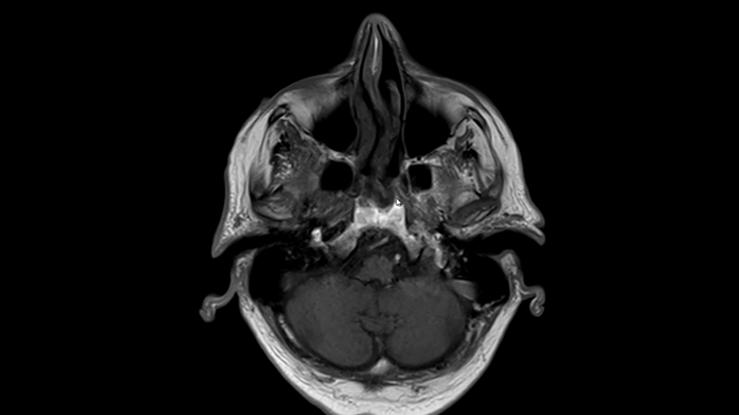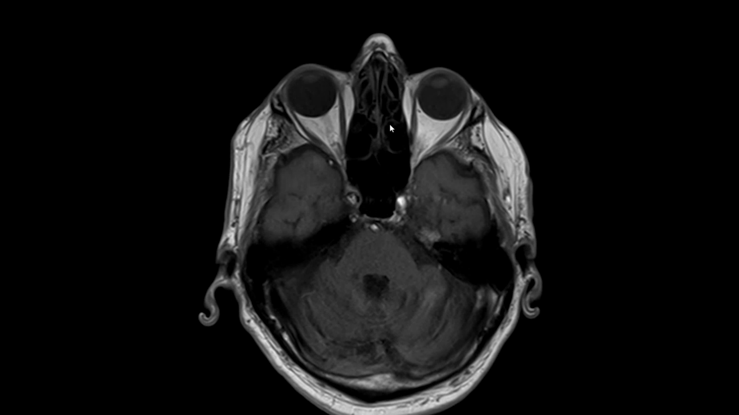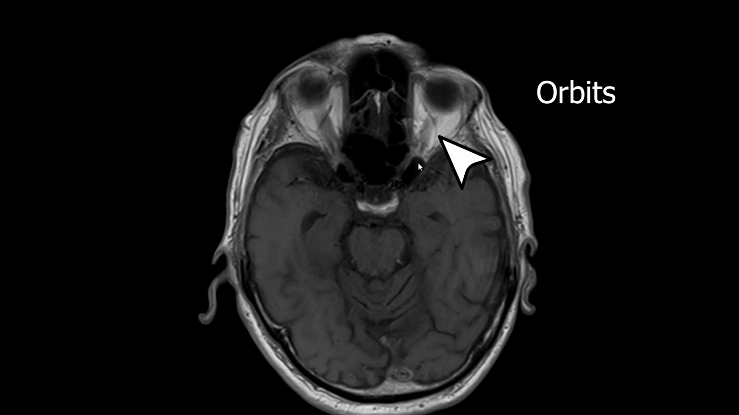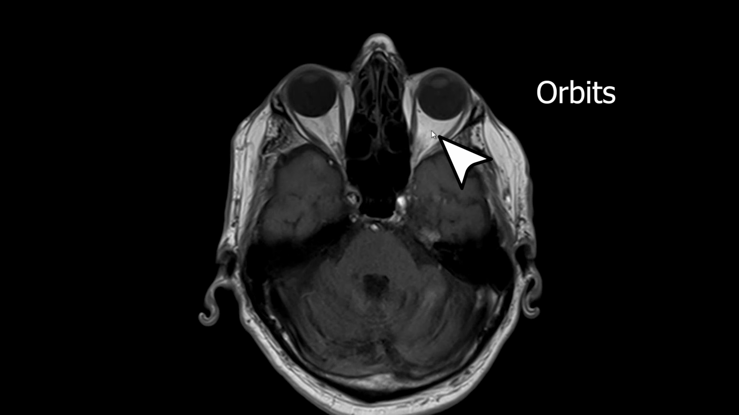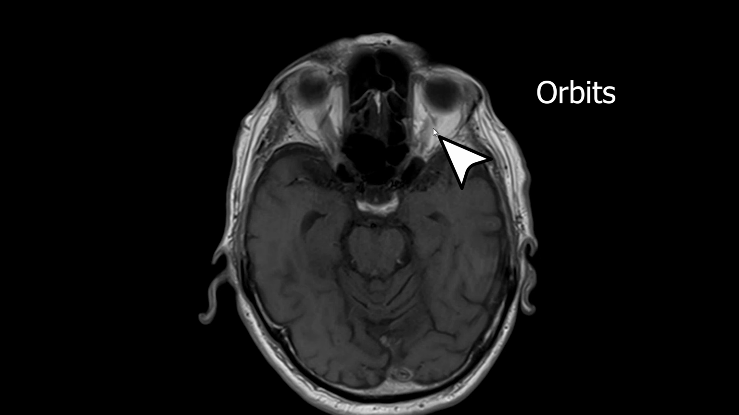I would usually try to take a look at the orbits on axial T1 weighted images, in particular the orbital fats and extraocular muscles. If there are no axial T1 weighted images, then I would check orbits on sagittal T1 weighted images.